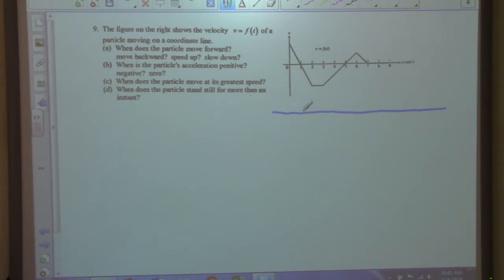Okay, so let's put these on. What are the critical numbers? 1 and 5, and 6, or excuse me, 5 and 7, right? So here's 5, and here is 7. Now why do we say that these 3 numbers are critical numbers? Because v of t is equal to 0. Okay, v of t is equal to 0, so that's why they're the critical numbers.